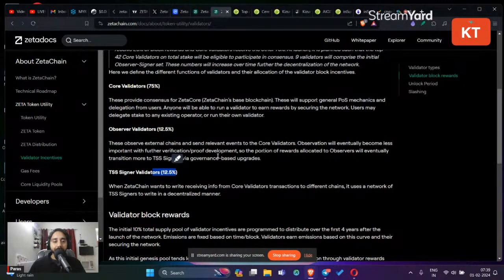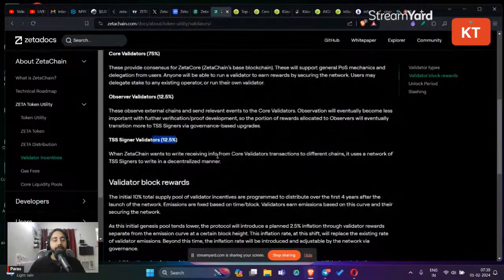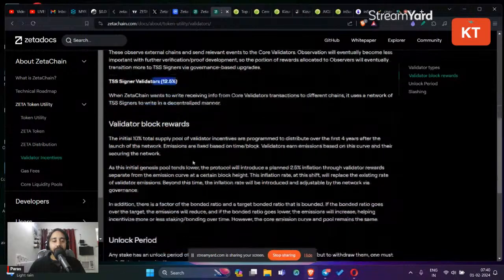So I'm not going much into the validator part. If you want to become a validator, of course, you can go to this doc file, where the link is shared in the description. You can check out the validator incentive, and you can go through it.